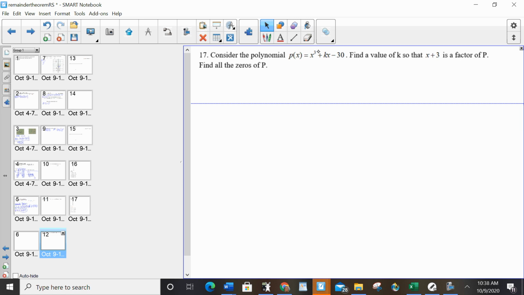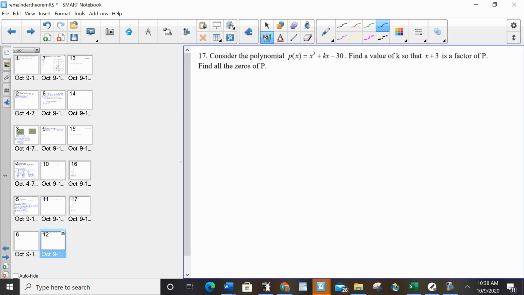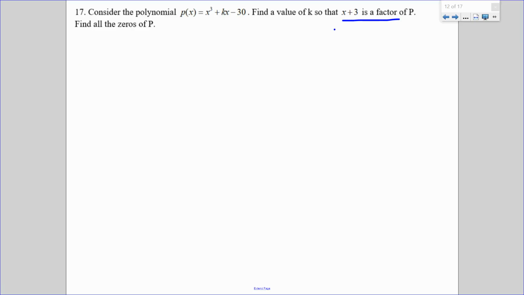So if x plus 3 is a factor, we talked about this earlier in the video, you need to link factors with zeros. So if x plus 3 is a factor, that means that negative 3 is a 0, which means that negative 3 comma 0 is a point on the graph. So if negative 3 comma 0 is a point on the graph, then I'm replacing p of x with 0, and I'm replacing x with negative 3.